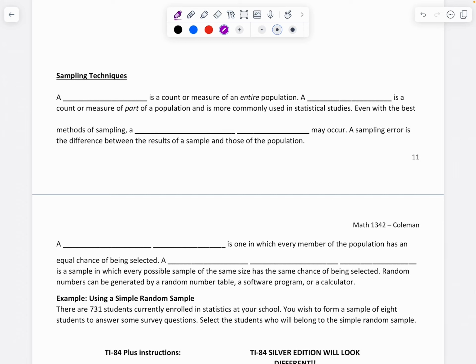All right, next topic is some sampling techniques. How do we get the sample? Well, one way is to do a census. A census is a count or measure of the entire population. A sampling is a count or measure of part of the population.